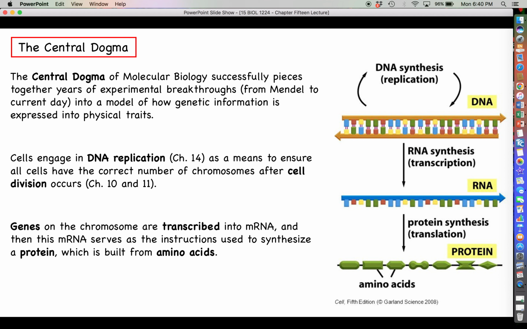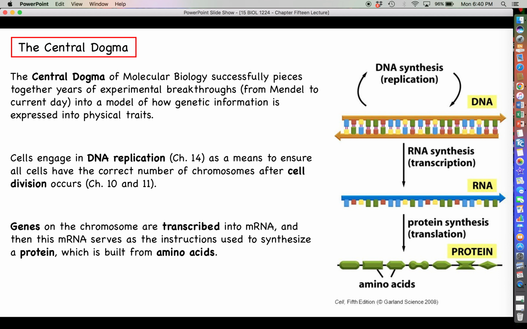Genes on the chromosome, and you'll recall that a gene is just a segment of DNA that provides the instructions for making one protein. Genes on the chromosome are transcribed into a messenger RNA molecule. This messenger RNA is just a copy of the gene in RNA form that can then leave the nucleus and then can go out into either the cytoplasm or rough endoplasmic reticulum and be translated into a protein by the ribosome.